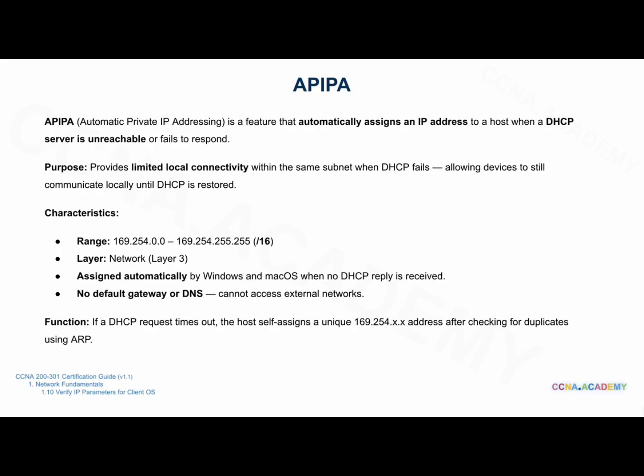APIPA, or Automatic Private IP Addressing, is what happens when a DHCP server can't be reached. Instead of staying offline, the device assigns itself an address in the 169.254 range. This allows limited local communication within the same subnet, but there's no default gateway or DNS, so it can't reach external networks. Once DHCP becomes available again, the device automatically replaces the address with a valid one.